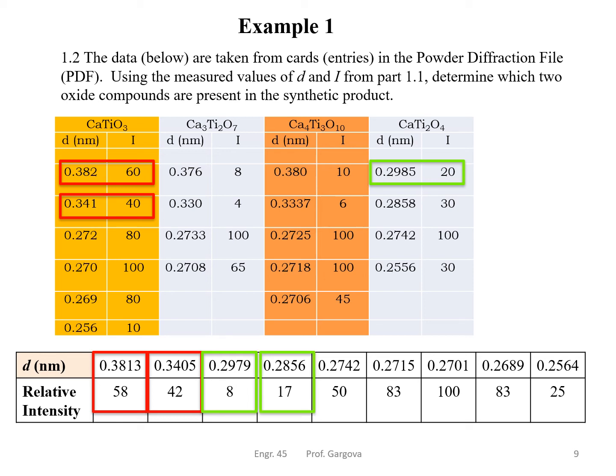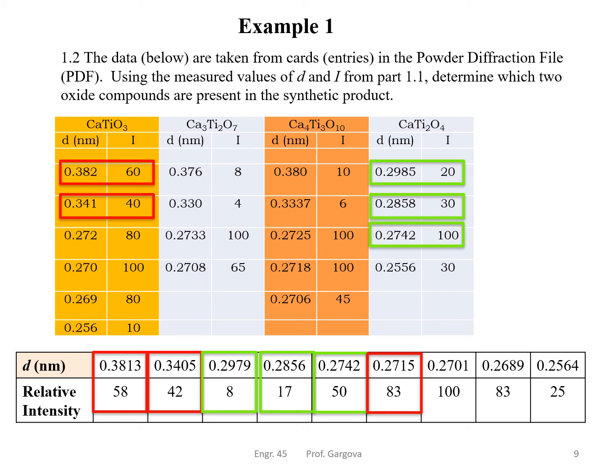And then the next peak would be the 0.2856, which has a relative intensity of 17. And for that one of CaTi2O4, it's also present there, which is not present in CaTiO3. And then 0.2742, it's present in CaTi2O4, sorry, and it has a higher intensity. So if we just see relative intensity, like in our sample, the one that has the highest is at 0.2742, which is the same thing for this.